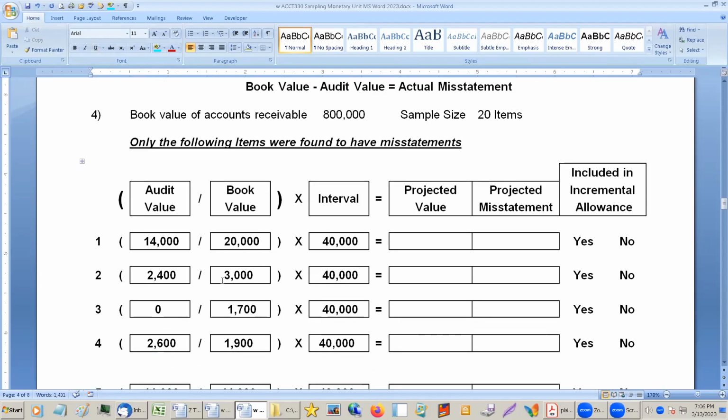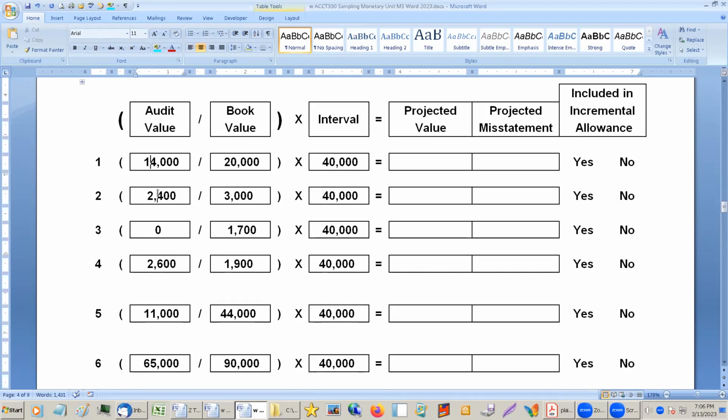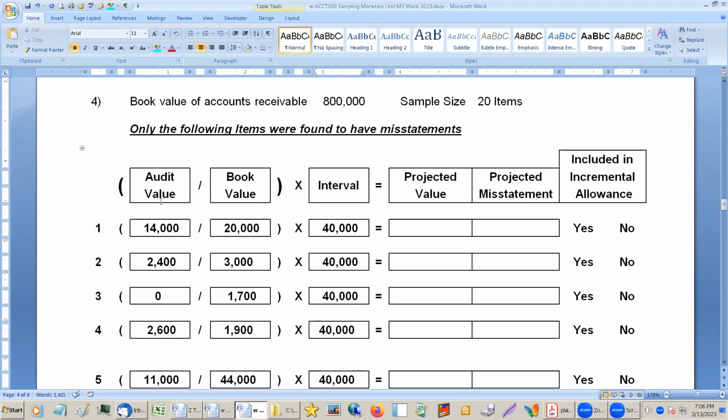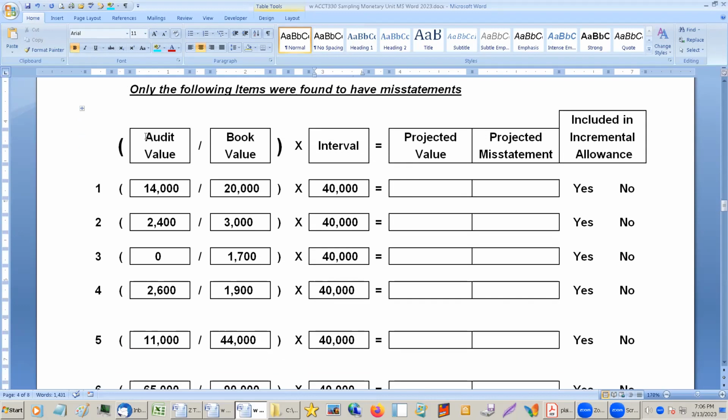Okay, let's see how this works. Now, the first three here are pretty straightforward, kind of what we've been used to, and so we can work through these without any problem. All right, so we have an audit value divided by the book value, and we multiply that by the interval. Okay, so time for the calculator.